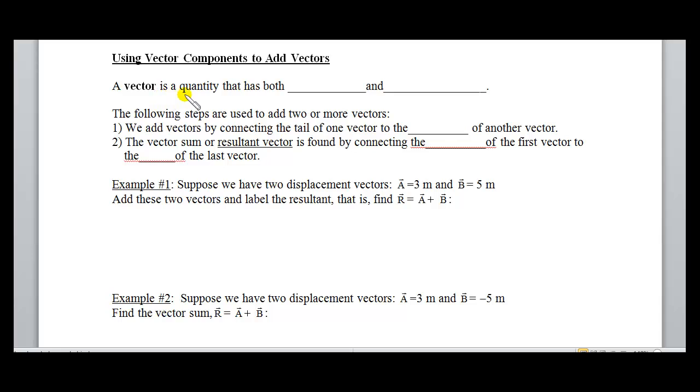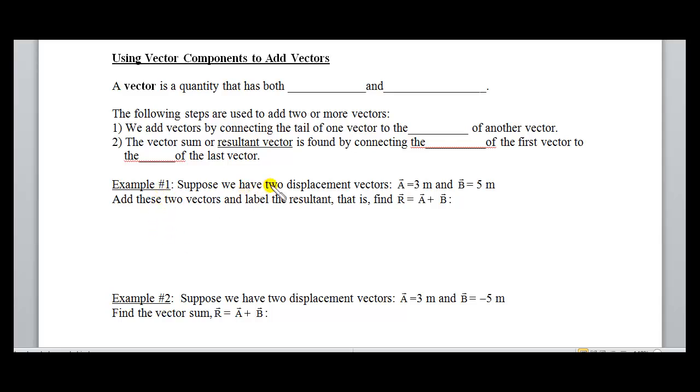What is a vector? A vector is a quantity that has both what and what. What are the steps for adding two or more vectors? Step 1, we add vectors by connecting the tail of one vector to the blank of another vector. Step 2, the vector sum or resultant vector is found by connecting the blank of the first vector to the blank of the last vector. So you're going to be filling in those blanks. In addition, solve these two examples.